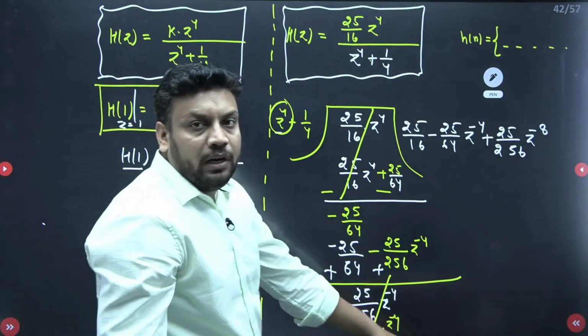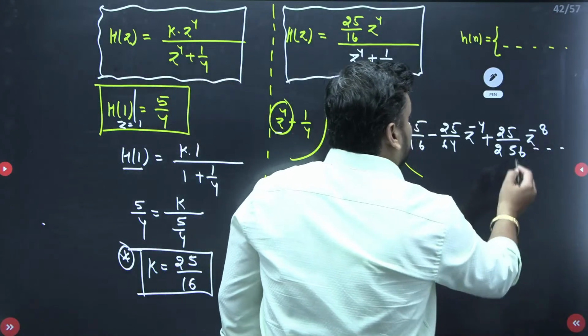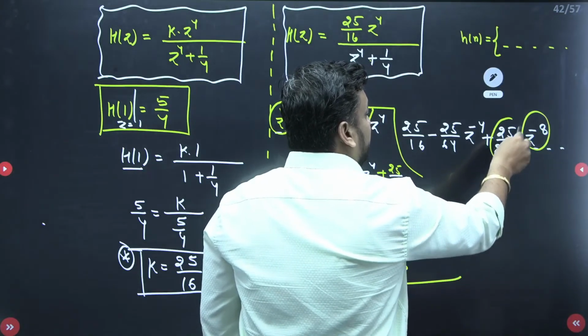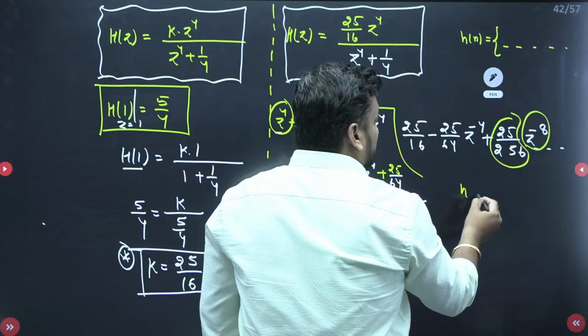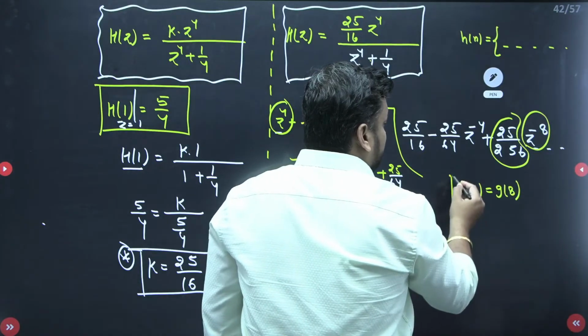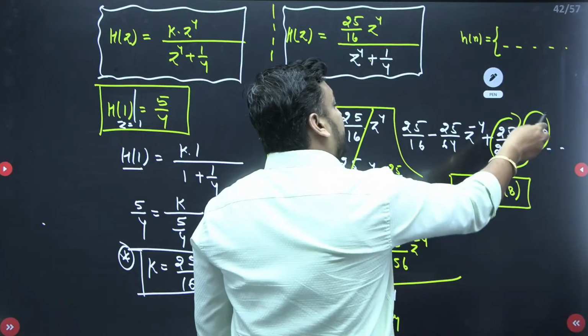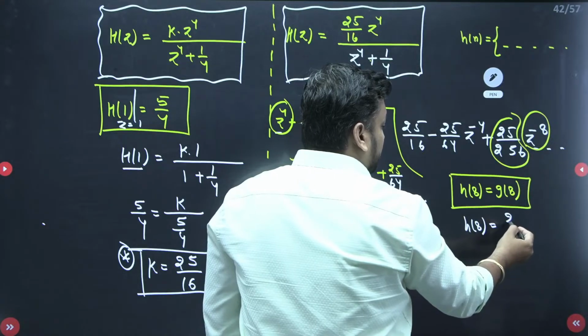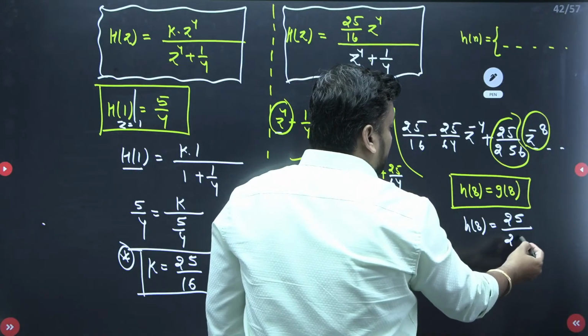And why are other values not required? Because the z to the power minus 8 term is nothing but, the coefficient is nothing but h8. So you are looking for the h8 value because h8 is equal to g8. The examiner is asking for g8, and here the z to the power minus 8 coefficient is working as h8. So your answer is nothing but 25 upon 256.